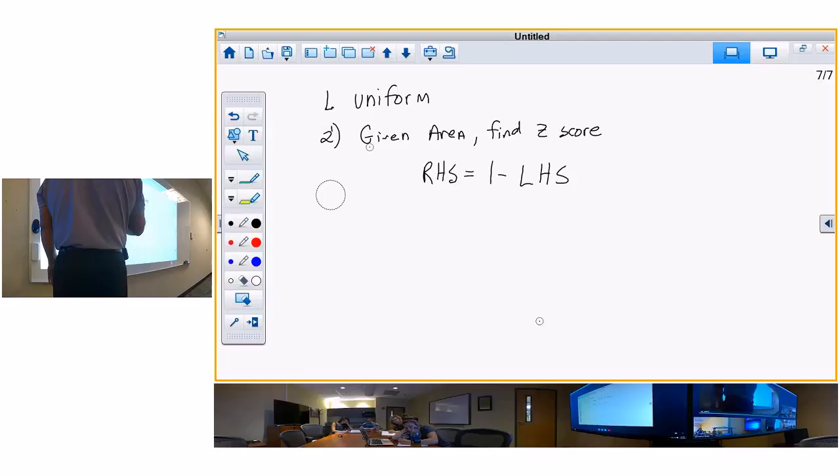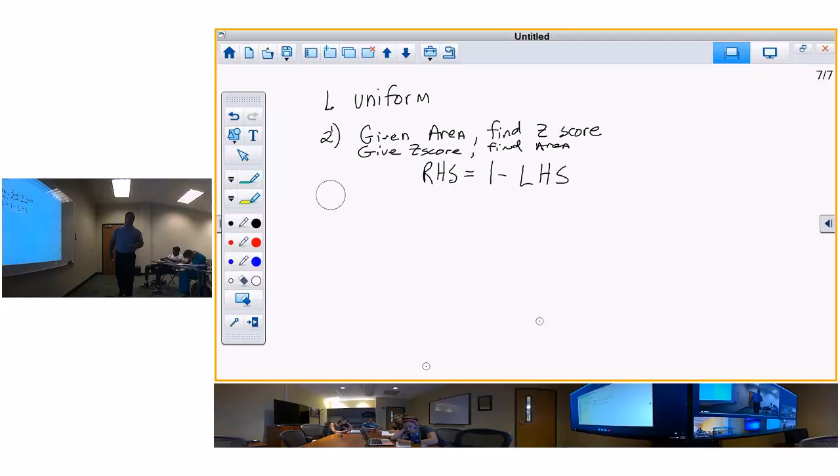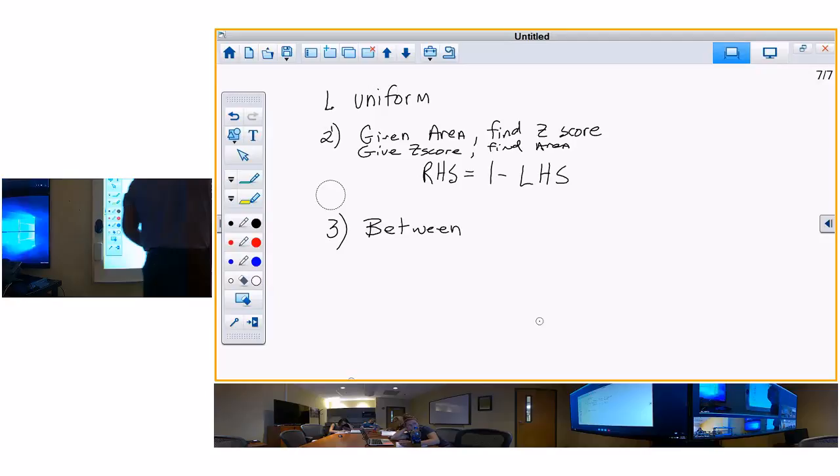The other one is given the z-score, find the area. And we learned that you can do both of those with the calculator and the table, whichever. Three, I'm just going to say between. Make sure you can find the area between two z-scores.